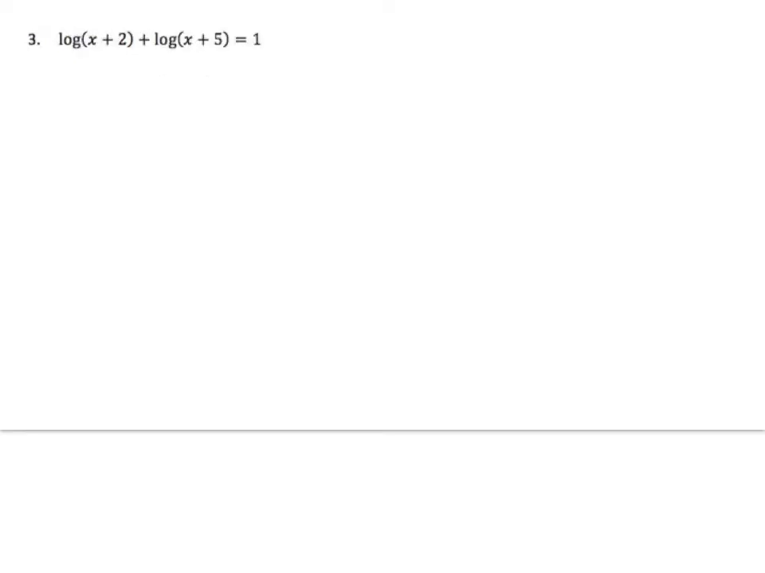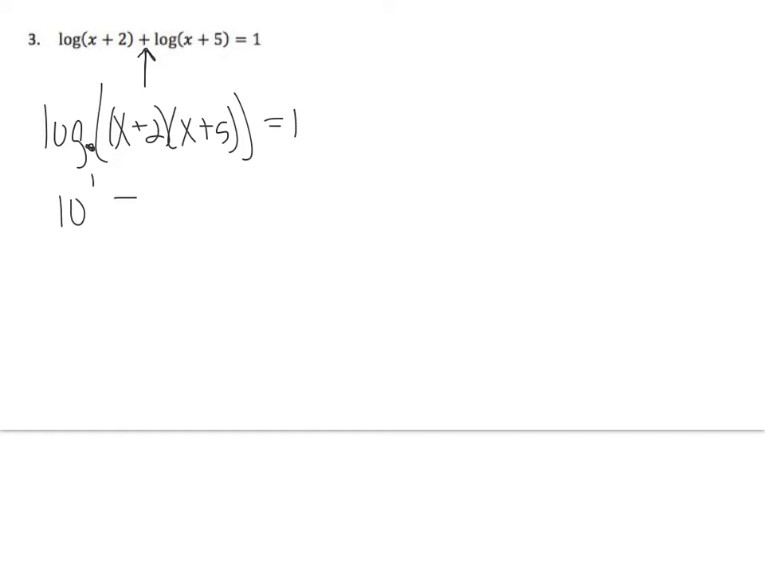One more. Okay, this one's a bit trickier, right? Remember, if I've got addition in between, it's the same as multiplication. Go ahead and FOIL that. Well, let's take it out of its log version first, and then we can FOIL it. This is a 10. So 10 raised to the 1st power equals x plus 2, x plus 5. 10 equals x squared plus 7x plus 10. I just FOILed it. You should know how to do that by now.